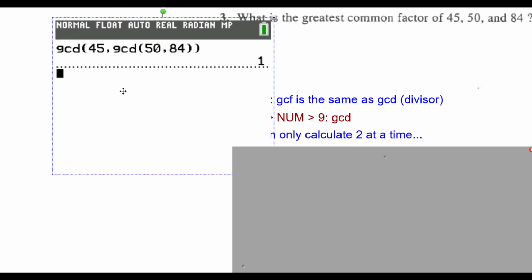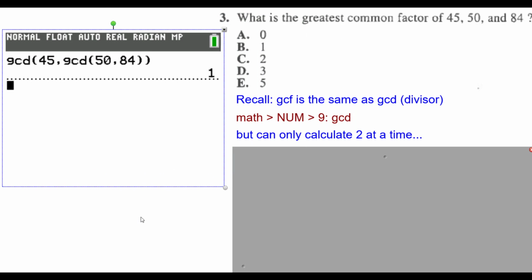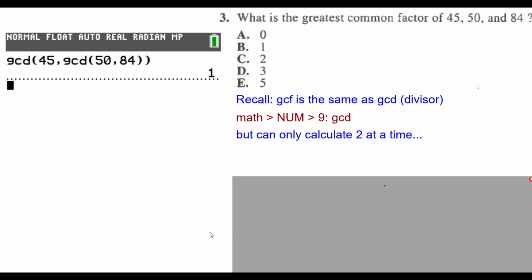Now some students would go with 0 because they'll say, oh, they have no greatest common divisors. So there are no greatest common divisors, but there is a greatest common factor, or in this case it is 1. Press pause as needed.